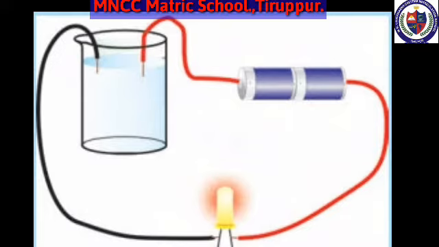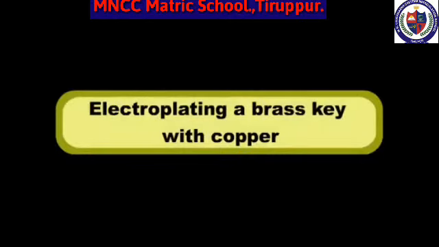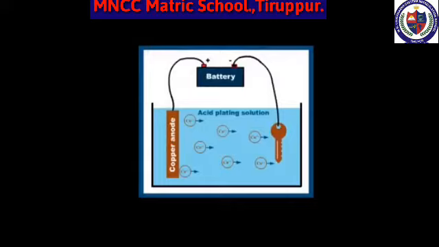Electrolysis has a number of applications. It is used in extraction and purification of metals. The most general use of electrolysis is electroplating. Electroplating a brass key with copper. Electroplating is a process by which a thin coating of one metal is applied to another metal by passing an electric current. This process improves the base metal and provides its protection against weather.